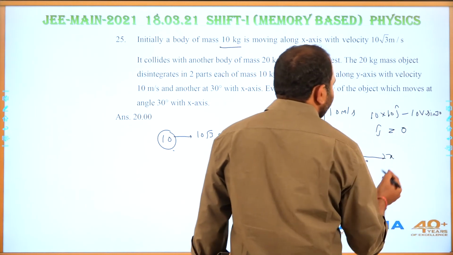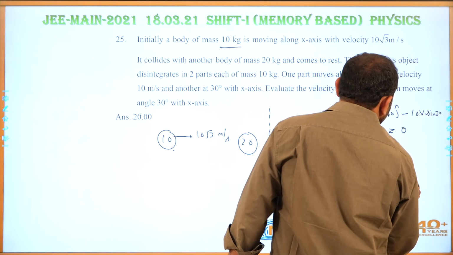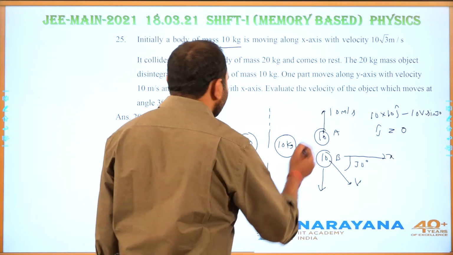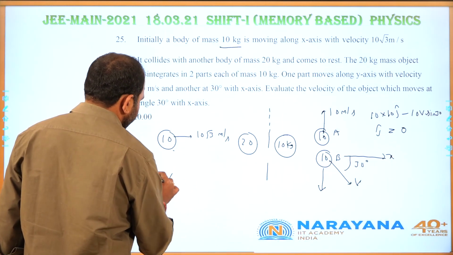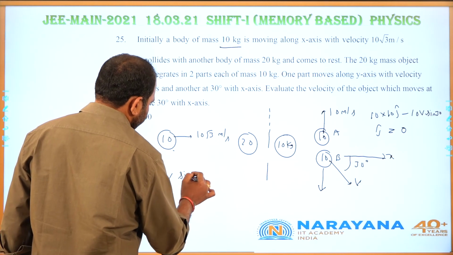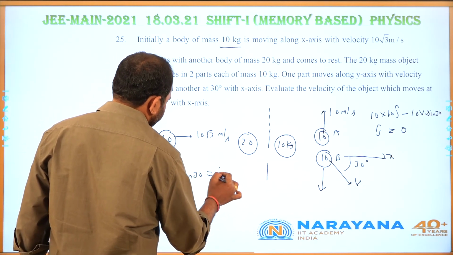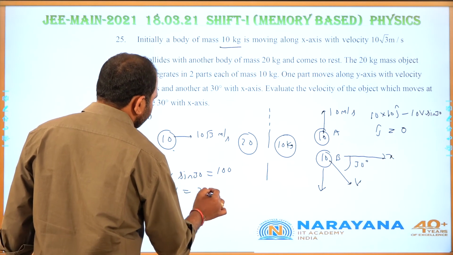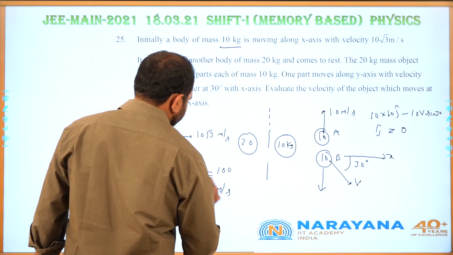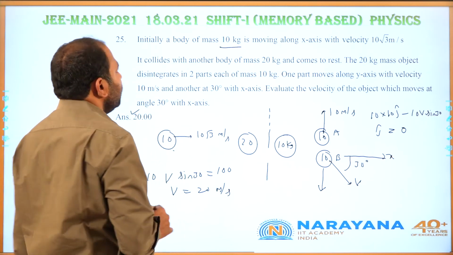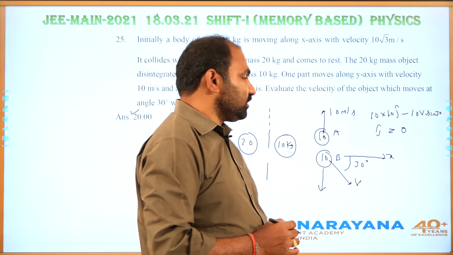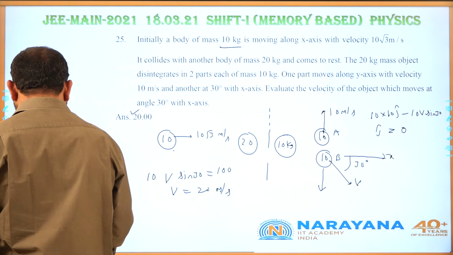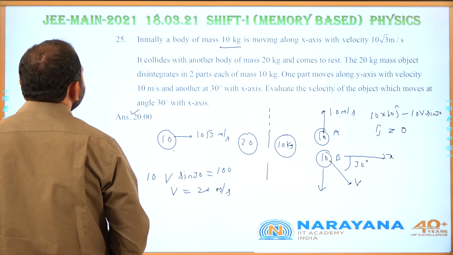So it is clear from this, 10 V sin 30 equal to 100. So V equal to 20 meter per second. So the answer should be 20. Let us go to the next question, the 26th one.